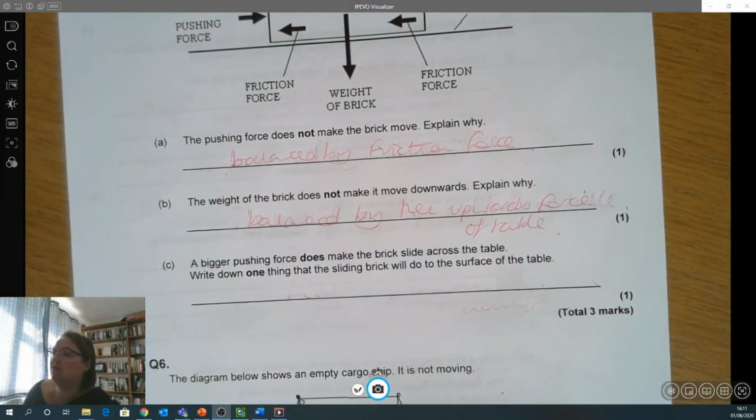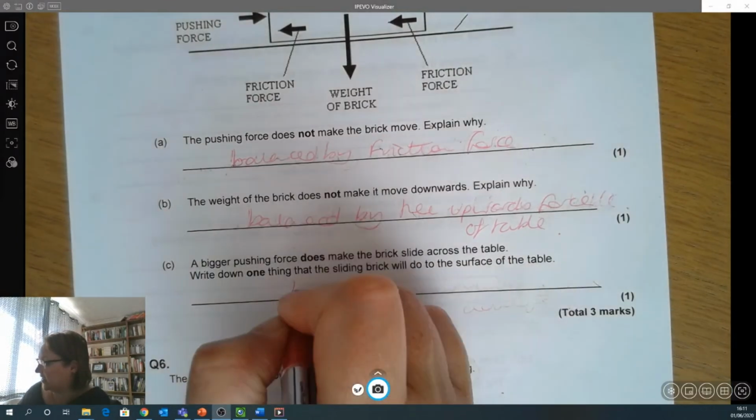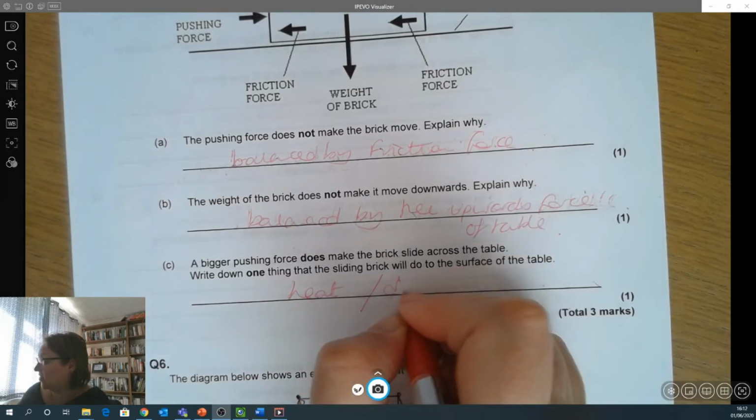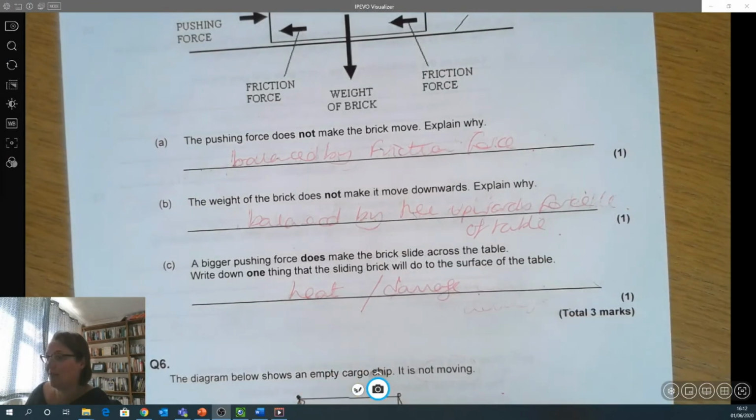A bigger pushing force does make it slide. What will that do to the surface of the table? Well, the obvious answer there is it will heat it up. You could also just say it damages it or wears it away. That would equally get you the mark.